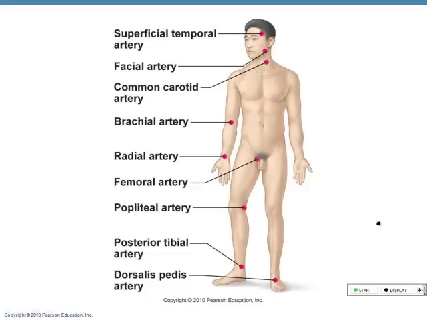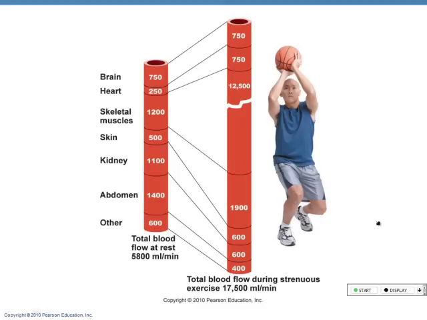So guess what you're going to be doing in lab? Measuring pulses. And we won't make you do the femoral artery. That one's a little embarrassing.